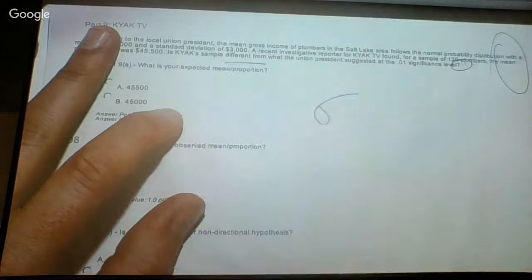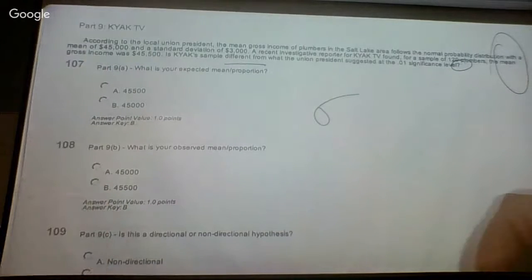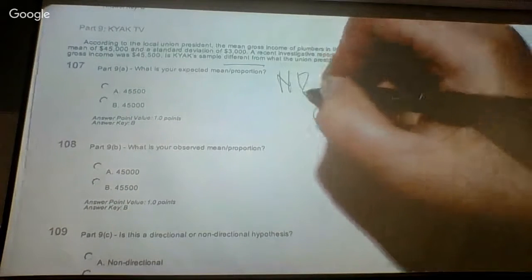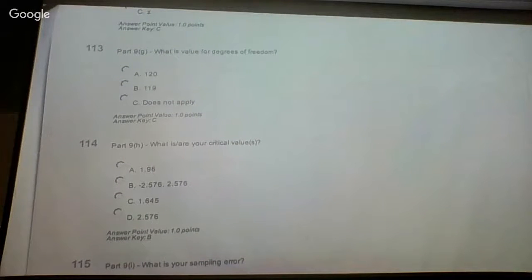I also see in the part marked with the question, different. I don't see more, less. I don't see any of those. So that indicates that it's a non-directional hypothesis. That's the highlights there.